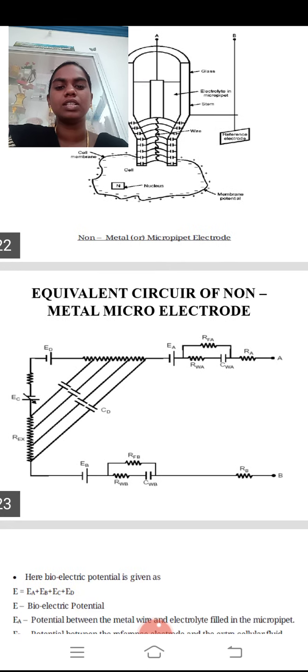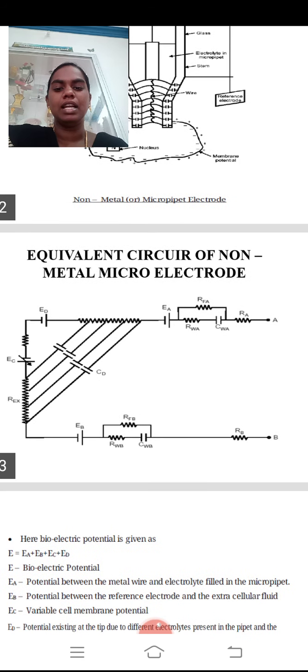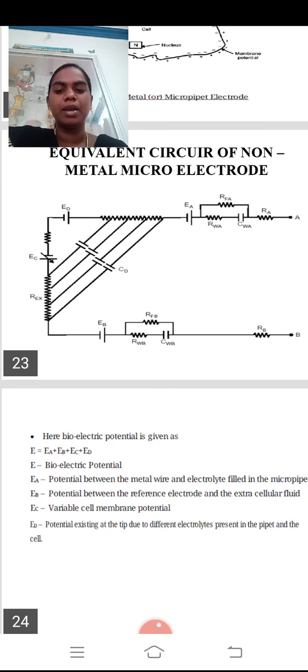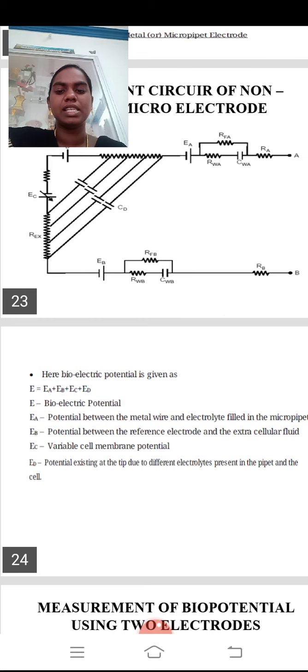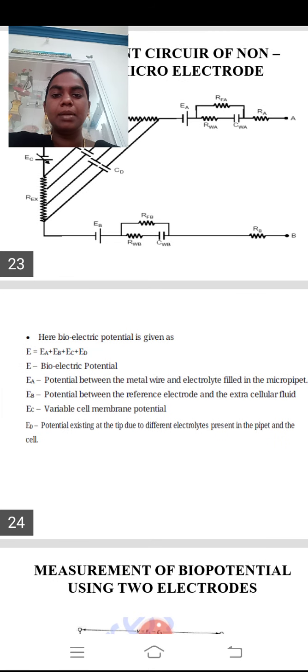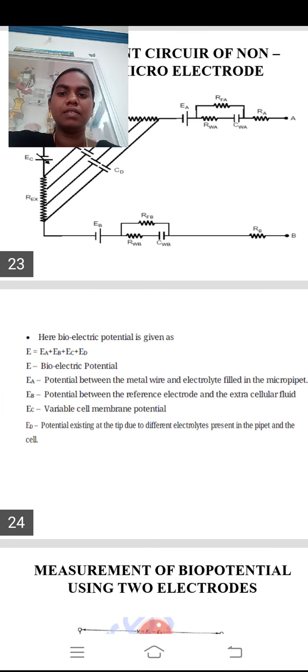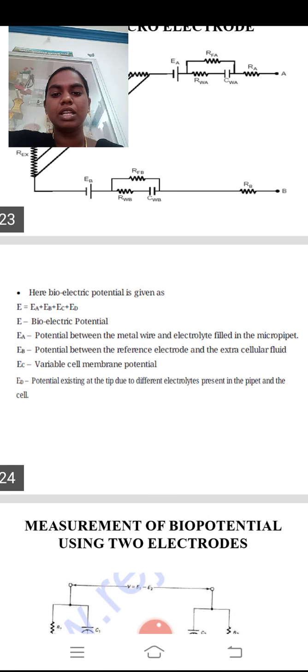Okay, so this is the equivalent circuit of the non-metal microelectrode. Here the biopotential is similar to the previous one: E is equal to EA plus EB plus ED plus EC. One additional term is also inserted. Here E is the biopotential, EA is the potential between the metal wire and the electrolyte filled in the micropipette.